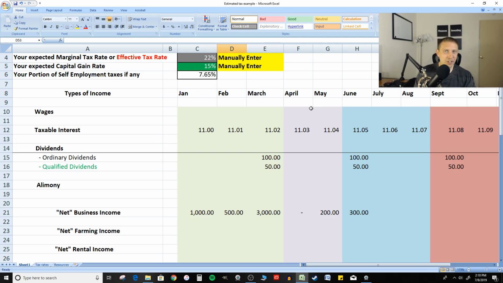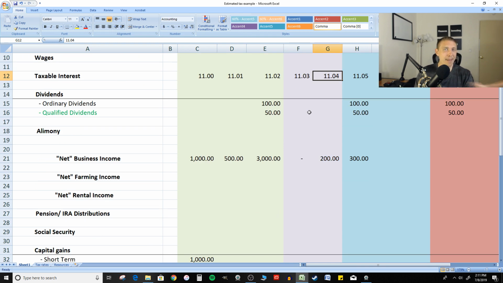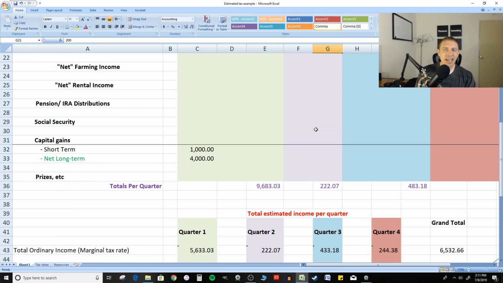I'm not going to go through as much detail on the second quarter estimate, but it's basically the same process. So it's determining how much interest income you have between April and May, because that's this time period of the second quarter estimate. How much self-employment income, which in this case, this person doesn't have a lot of income in the second quarter, so their estimate payment should be much smaller.